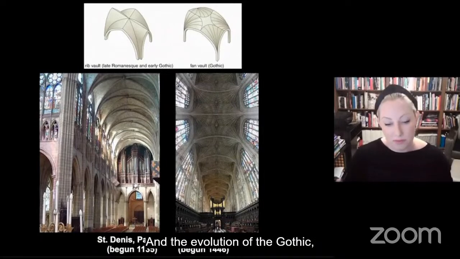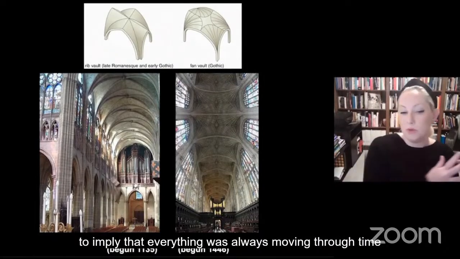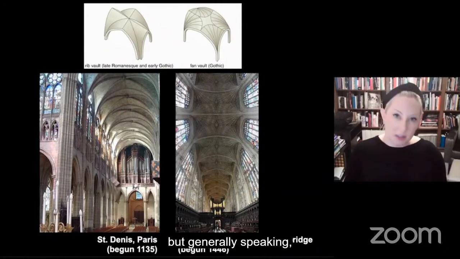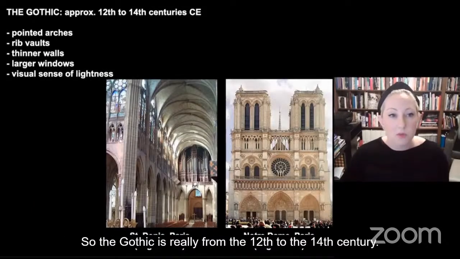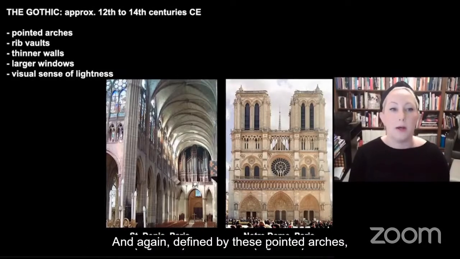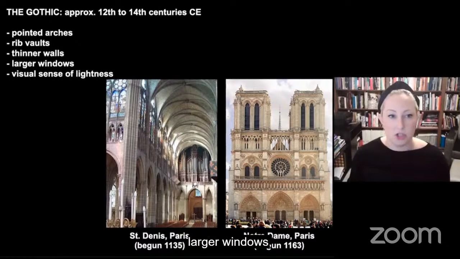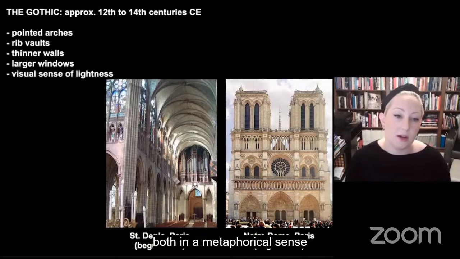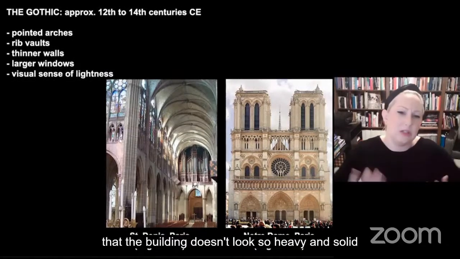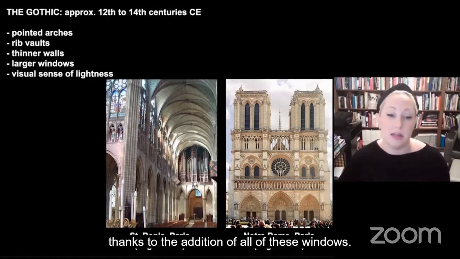And the evolution of the Gothic, I mean, it's again a little bit reductive to imply that everything was always moving through time in one direction, but generally speaking, they get more and more windows in their walls as the Gothic progresses. So the Gothic is really from the 12th to the 14th century, and again defined by these pointed arches, which are used to make rib vaults, thinner walls, larger windows, and then as a result of these larger windows really having a sense of lightness, both in a metaphorical sense, that the building doesn't look so heavy and solid as the Romanesque, but also literally filled with light thanks to the addition of all of these windows.